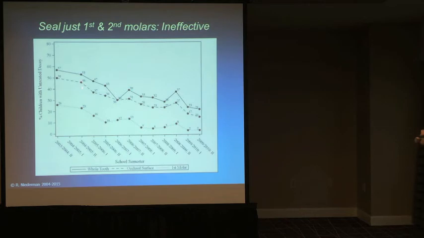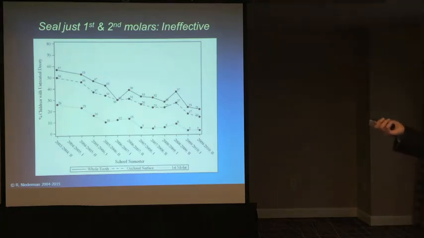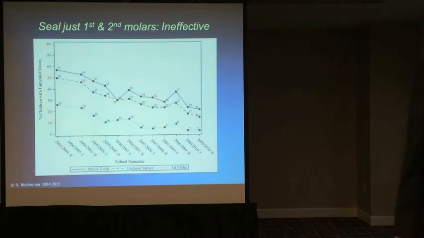And we sealed everything. So we looked at whether, this is whole teeth, y-axis percentage of kids with untreated decay. These are the whole teeth. The dashed line is just the occlusal surface, and this is the first molar. I bring this up because a number of the programs we work with just wanted to seal first molars. And they were only seeing about half of the decay that was available to prevent from progressing. So it's ineffective just to seal first molars.